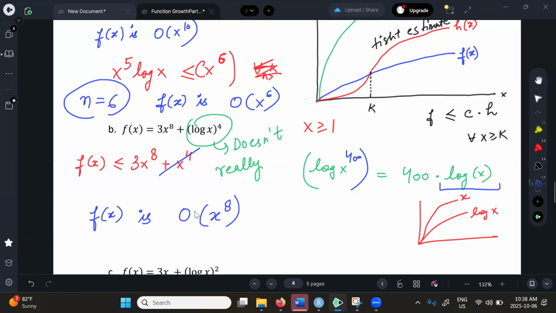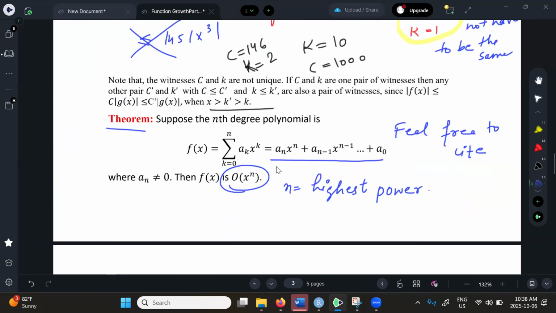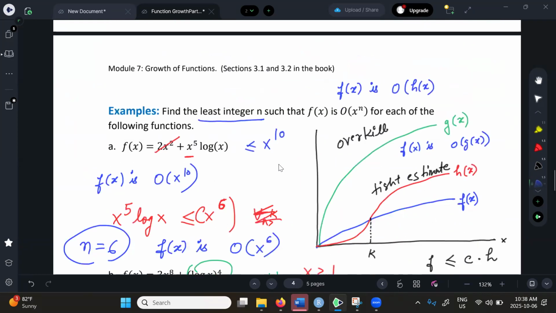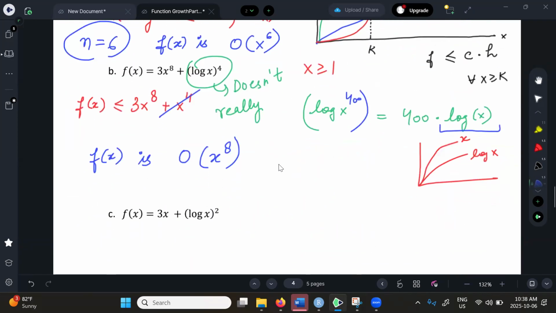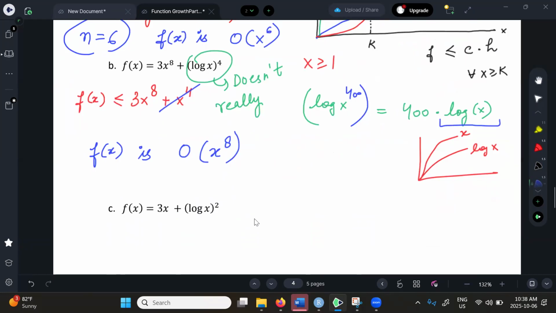It's a polynomial function. For a polynomial function, we can, without wasting a second, say that big O is x to the power of the highest exponent, right? Okay, this was a trick question. Do I have something else? Same thing here. I have a linear term plus log x squared. What is going to be the big O?